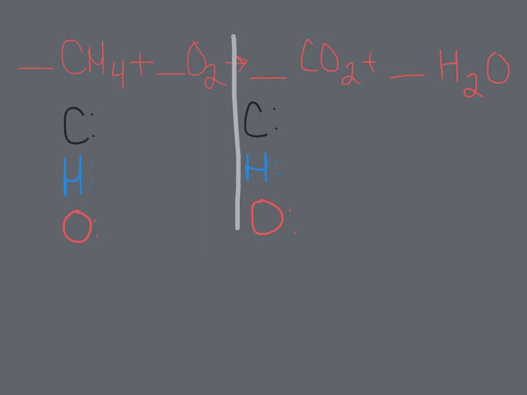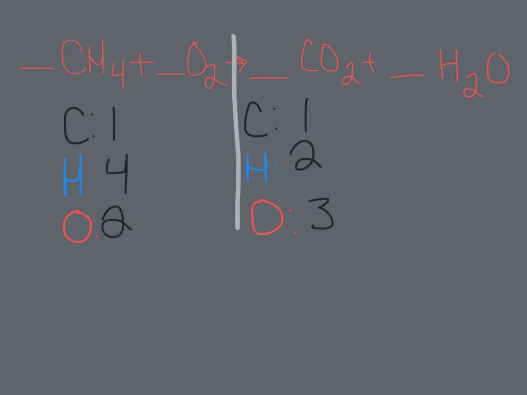For this equation, we have 1 C on this side, 4 hydrogens on this side, and 2 oxygens on this side. And on this side, we have 1 carbon, 2 hydrogen, and 3 oxygen. Now, our carbons are the same on both sides. But now we want to get it so the hydrogens and oxygens on both sides are balanced.